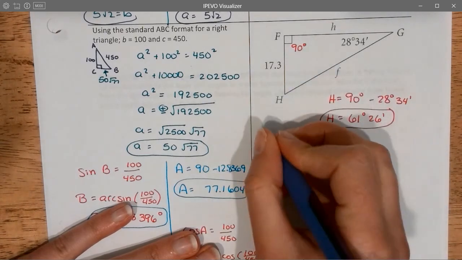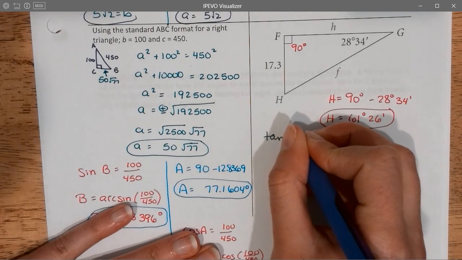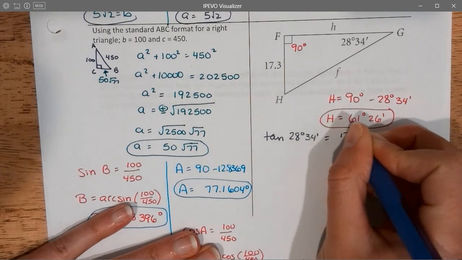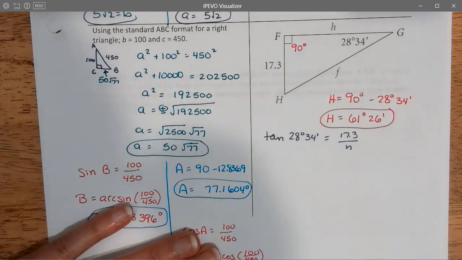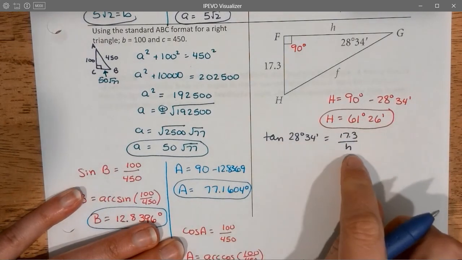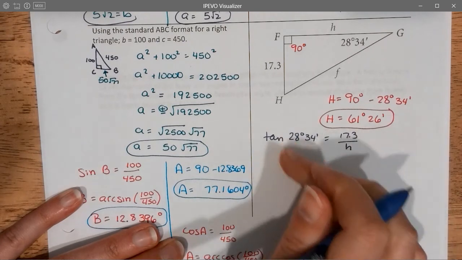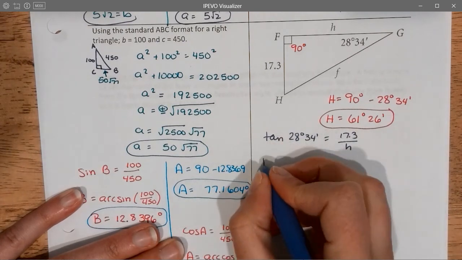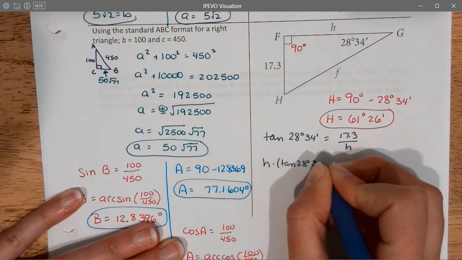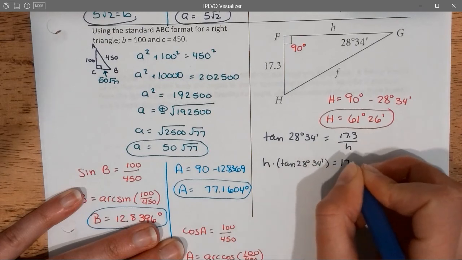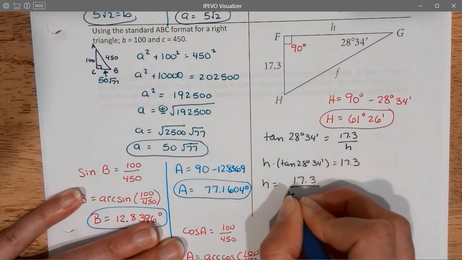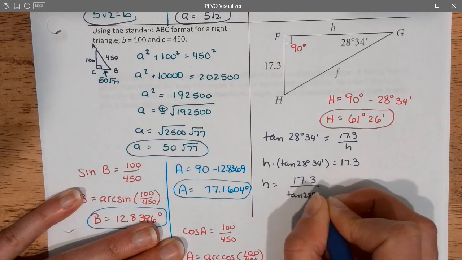So I would start with saying that the tangent of 28 degrees, 34 minutes, is 17.3 divided by h. Okay? Now, if I multiply the h over, that will be h times the tangent. Then I can divide the tangent back over. So h times tangent of 28 degrees, 34 minutes equals 17.3. That means that h is going to be equal to 17.3 divided by the tangent of 28 degrees, 34 minutes.